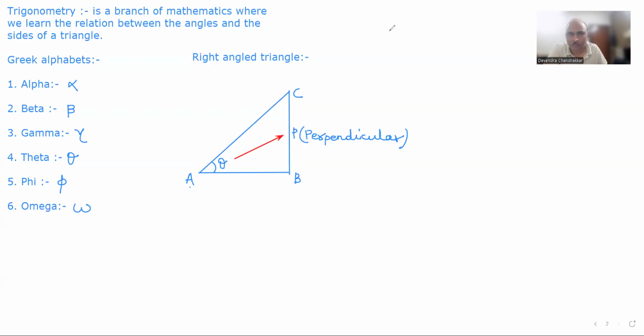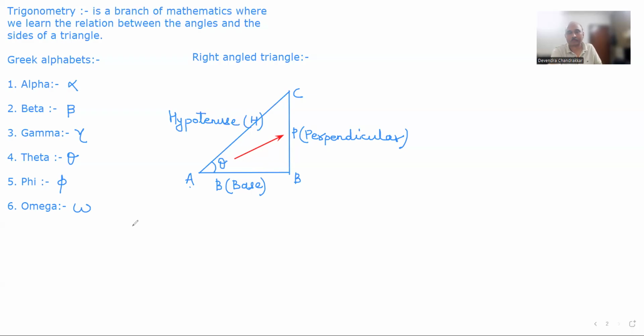Does everyone understand? Say yes or no. Yes, sir. Yes, sir. So this is base B. This is hypotenuse H. AC is the hypotenuse, right?